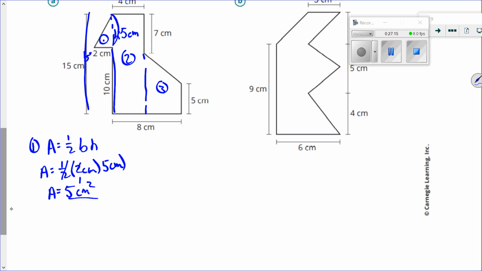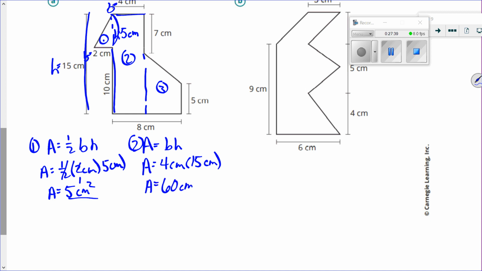My second one is this big rectangle. They gave me the biggest things. That one is base times height. So I have a height of 15. The base is just this part of it, so that makes it 4. So on this one, it's 4 centimeters times 15 centimeters, which gives me an area of 60 square centimeters.